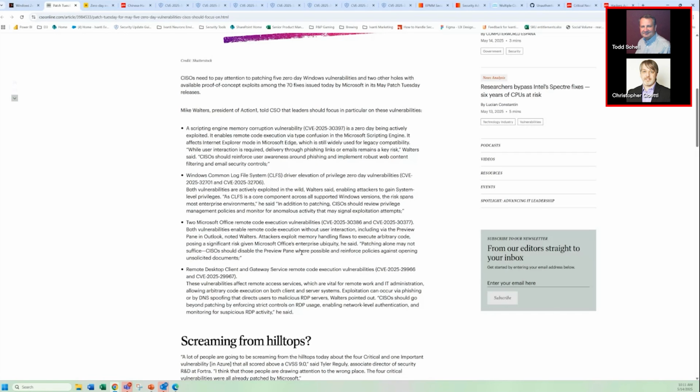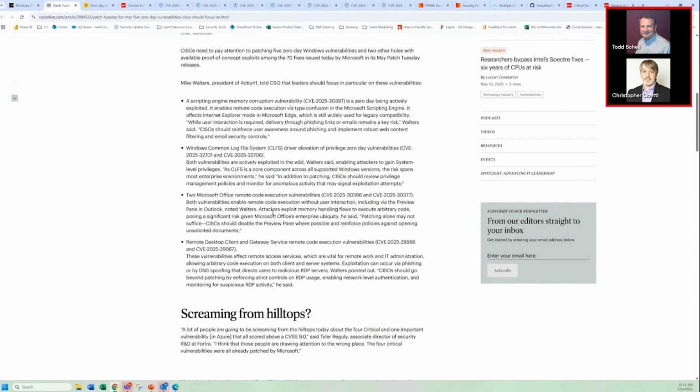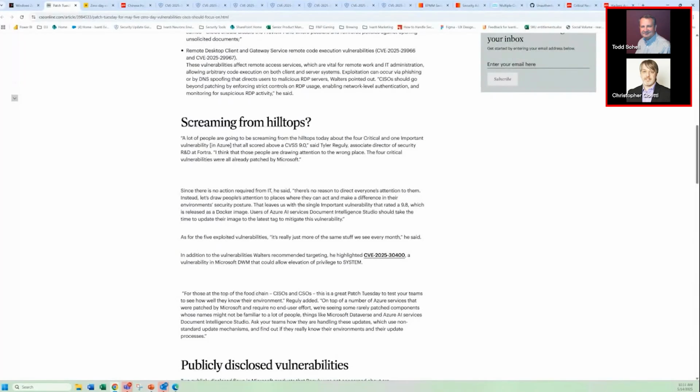The second stage is, when do we decide to pull the trigger on that? And I think that this article does a really good job of talking about that. You've got a number of different vulnerabilities that a lot of people were talking about. This part here, the screaming from the hilltops, there was a lot of noise going around about several Azure vulnerabilities that Microsoft disclosed yesterday. In fact, there is really no reason to waste brain power on those right now, because Microsoft already took care of them.